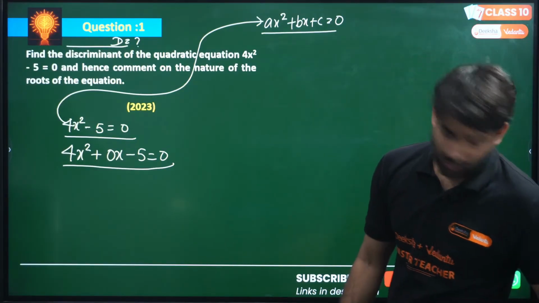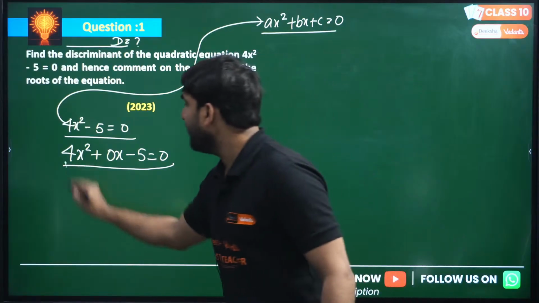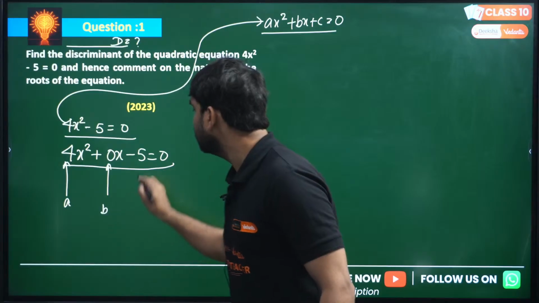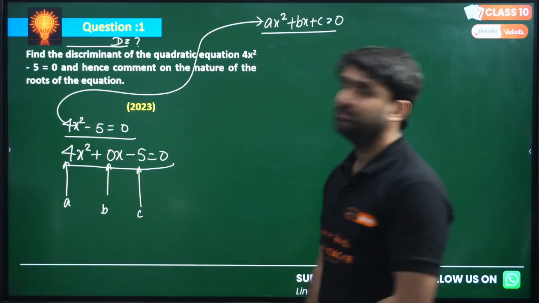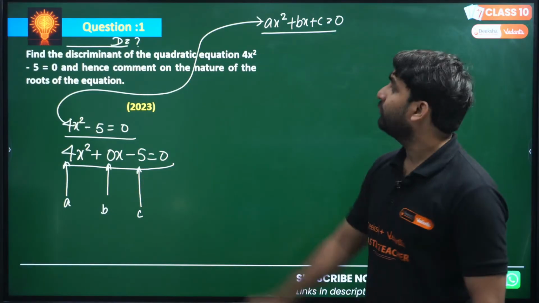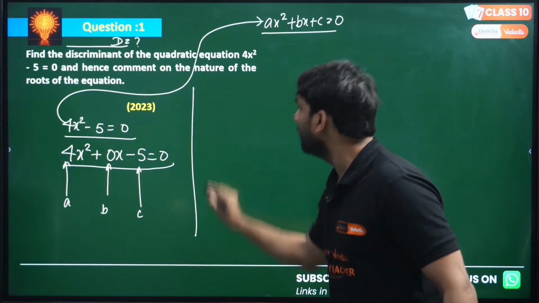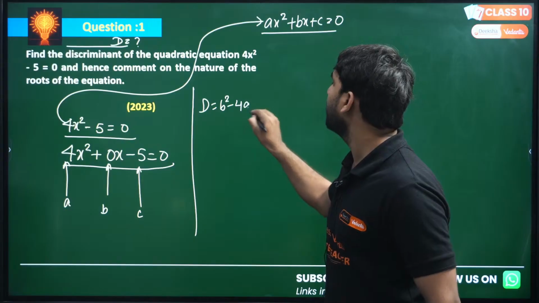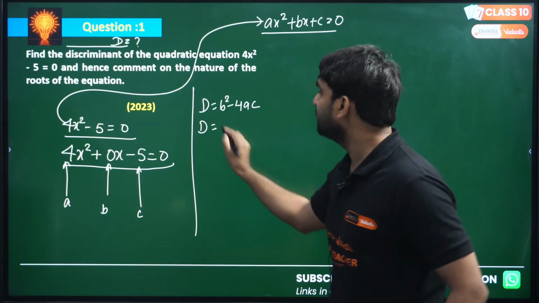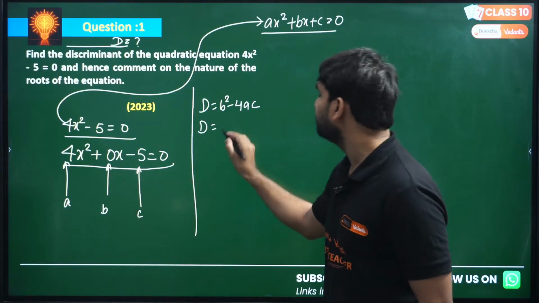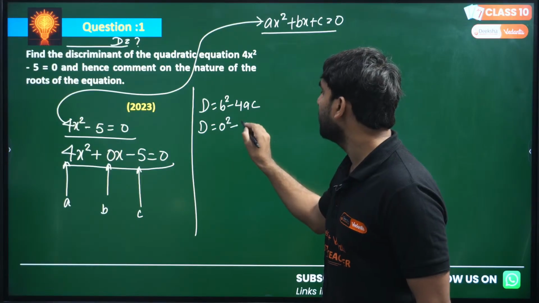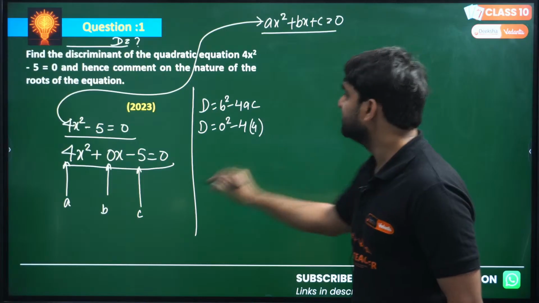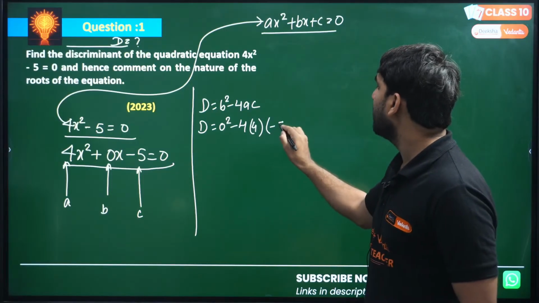Is it clear? Okay, so now this is your A, this is your B, and this is your C. I hope this is clear to everyone. Now you want to find D. So you know the formula of D is what? D is B square minus 4AC, my dear champ. So D is what? B is what? 0. So 0 square minus 4. A is what? 4. Right, and C is what? C is minus 5.